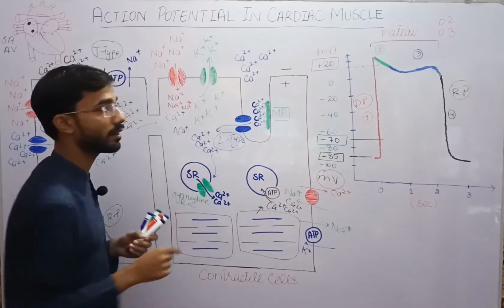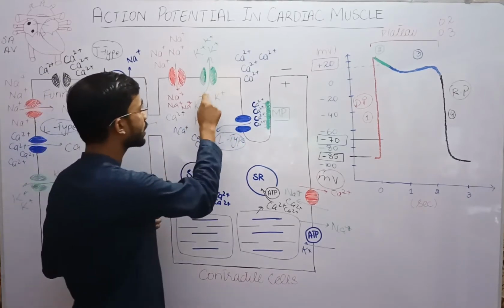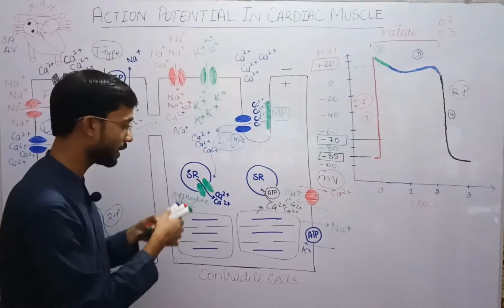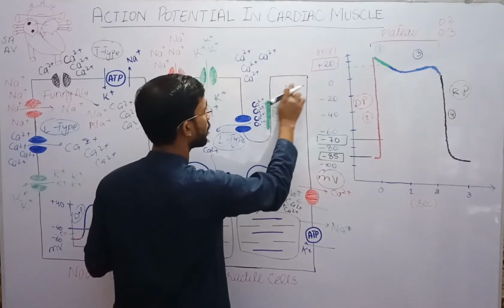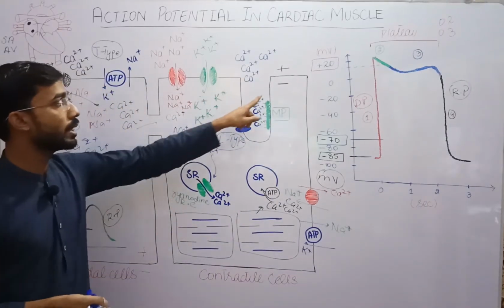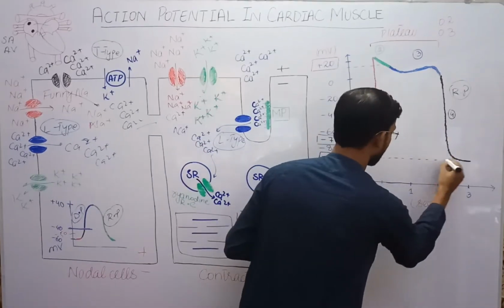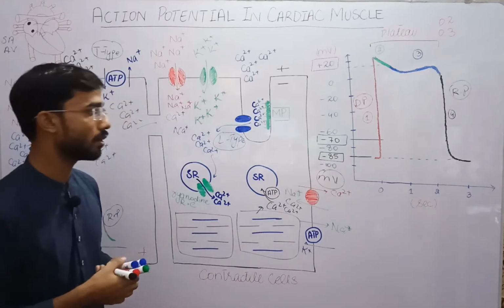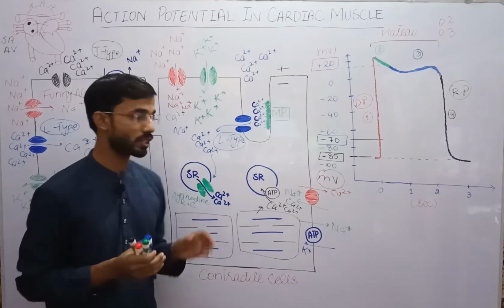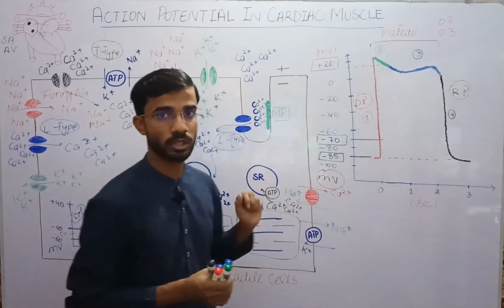For the repolarization, again the calcium channel closes and the potassium channel opens. It results in the repolarization. It means the inside of the membrane becomes negative again and attains the potential of minus 85 millivolts. So this is how the action potential occurs in the contractile cell. A special case here is that it results in the formation of the plateau.